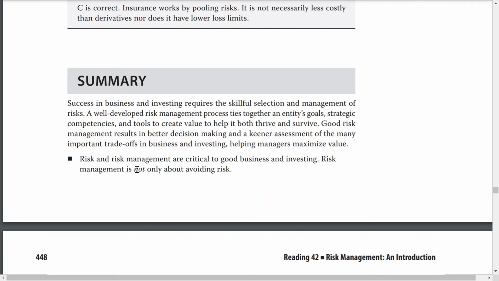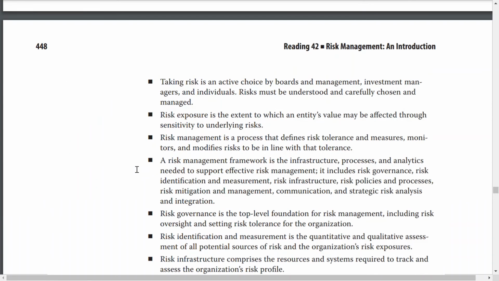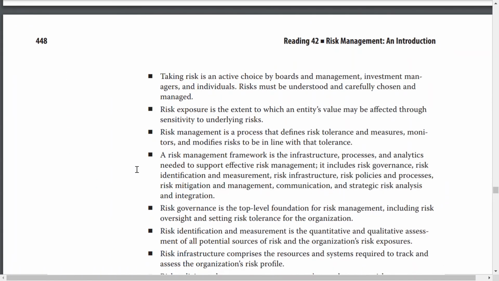Risk management is critical to good businesses and investing. Risk management is not only about avoiding risk. Taking risk is an active choice by boards and managers, investment managers, and individuals. Risk must be understood and carefully chosen and managed. Risk exposure is the extent to which an entity's value may be affected through sensitivity to underlying risk.